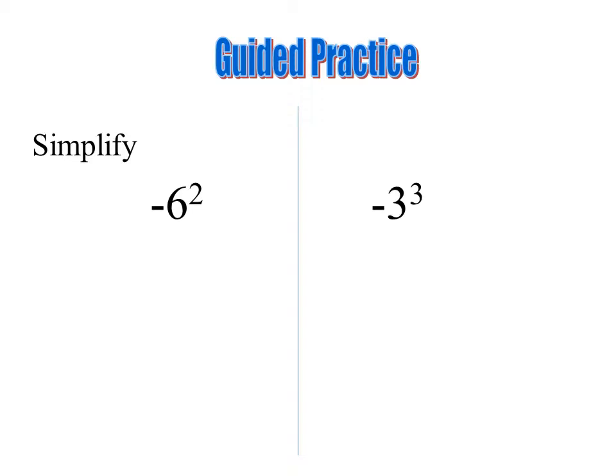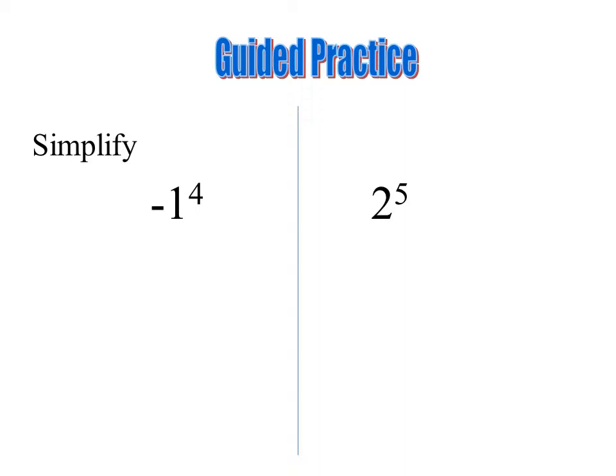How about this one? Negative 6 squared. That tells me negative 6 times negative 6. Remember, if I'm multiplying integers and my signs are the same, my answer should be positive. So negative 6 squared is positive 36. Negative 3 to the third power tells me to take negative 3 times negative 3 times negative 3. And remember when we did the rules of integers, if the number of signs is odd, my answer is going to be negative. So negative 3 times negative 3 times negative 3, I have 3 negative signs. My answer will be negative 27.